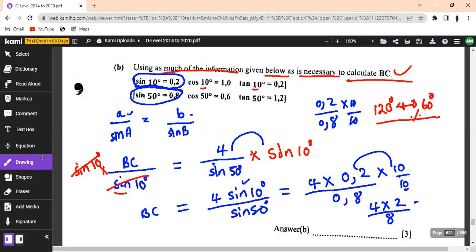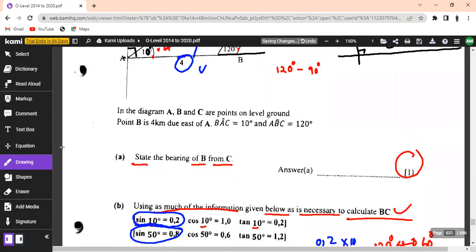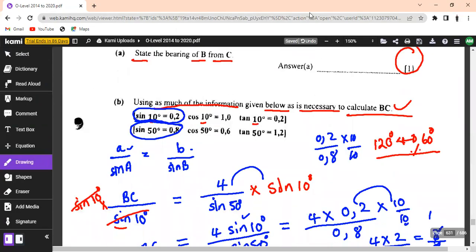So 4 times 2, that is 8 over 8. And if you divide this, you are going to be left with 1 kilometer, which is 1. So it's going to be 1 kilometer here. Take note, the units are given in kilometers here, 4 kilometers. So your answer also is going to be in kilometers. That is the case. All right, so you have to be very, very specific with your working and so forth.